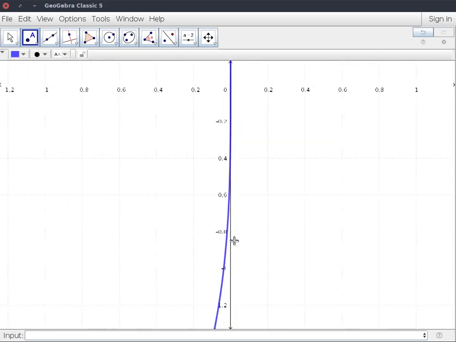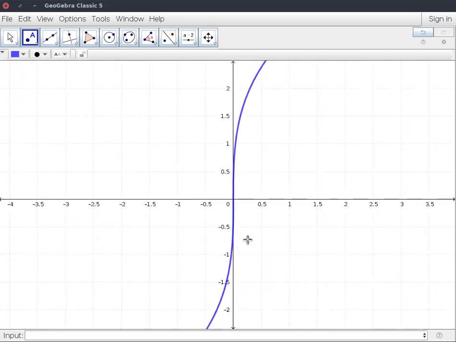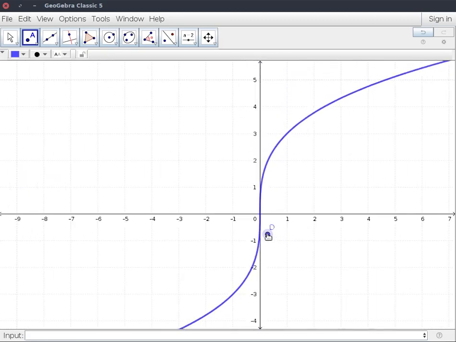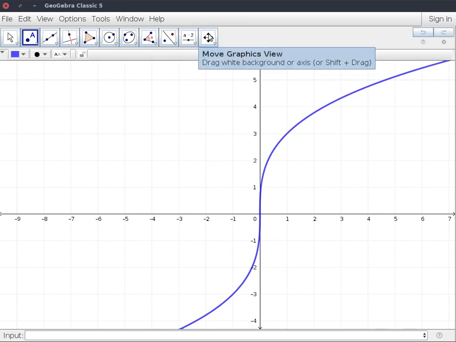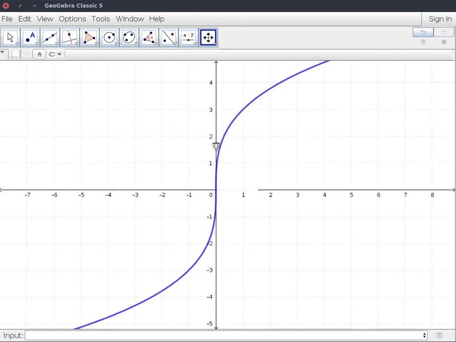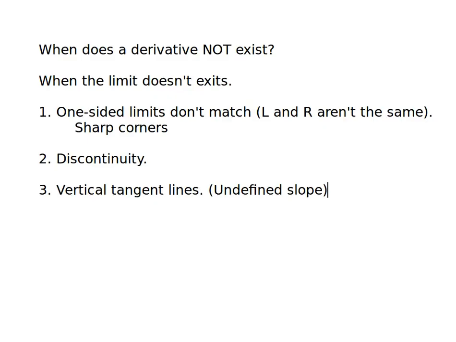But when we zoom out like this, it looks like we've got this kind of a vertical tangent line right in the middle here. The slope of that vertical line will be undefined, so our derivative won't exist. So we've got 3 cases. We've got sharp corners, discontinuities, and vertical tangent lines. A lot of the ones that we're going to look at are going to be sharp corners and vertical tangent lines. But on those spots, we'll say that our derivative doesn't actually exist at that point.